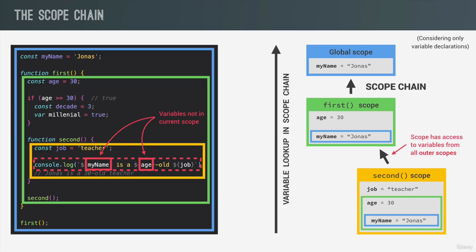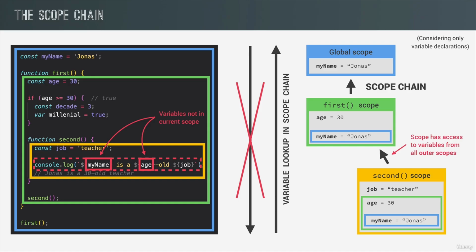Now, it's important to note that these variables are not copied from one scope to another, okay? Instead, scopes simply look up in the scope chain until they find the variable that they need, and then they use it. What's also extremely important to note is that this does not work the other way around. A certain scope will never ever have access to the variables of an inner scope. In this example, the first scope, for example, will never get access to the job variable that is stored in the second scope. Okay?